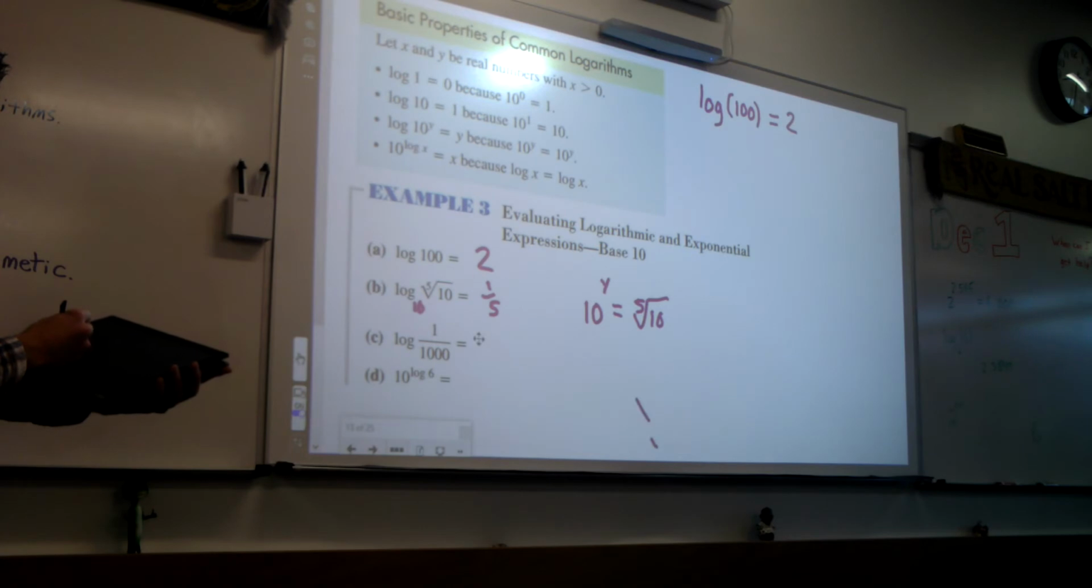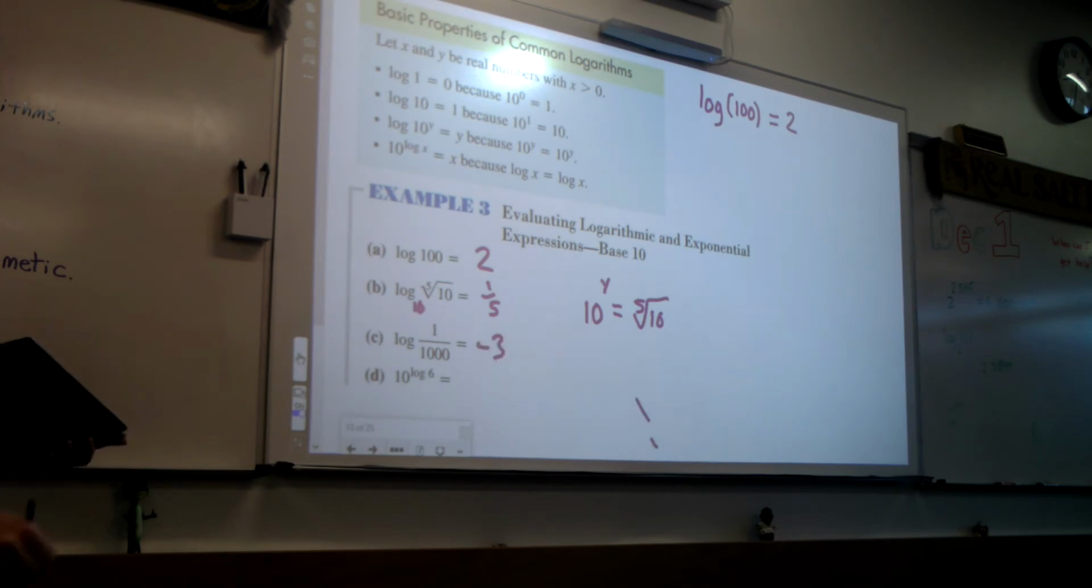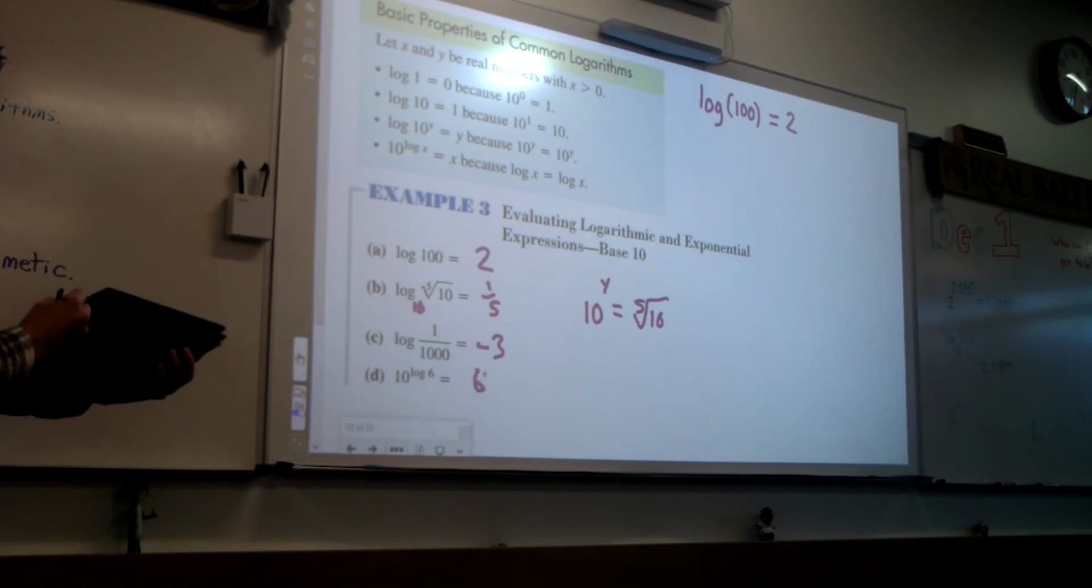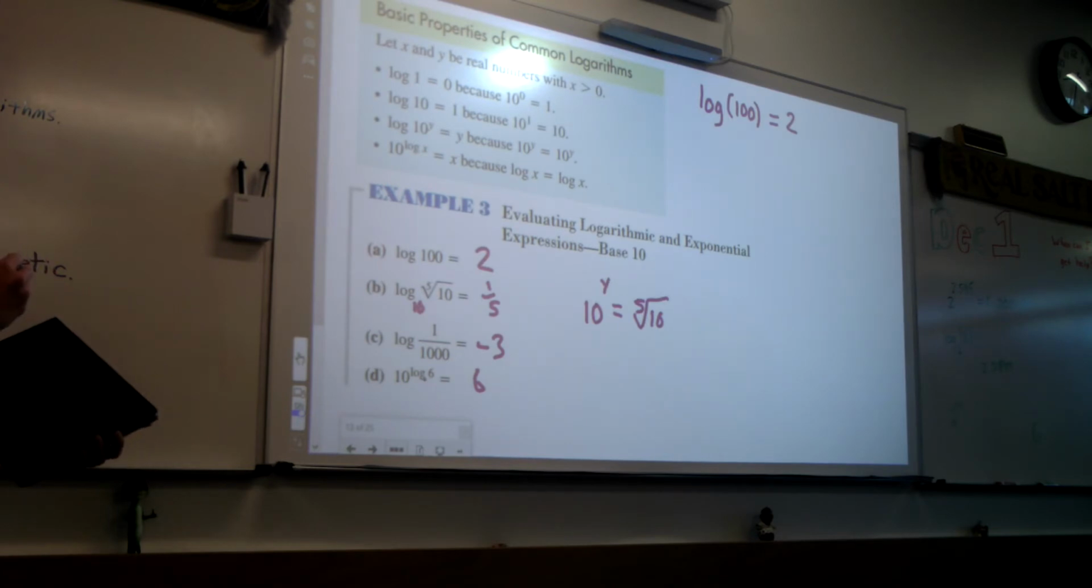Good job. Because 10 cubed is 1,000. If I want to do 1 over 1,000, I would just do -3. What about D? Good job. Using those properties, the 10 and the 10 match up there, so we're good.